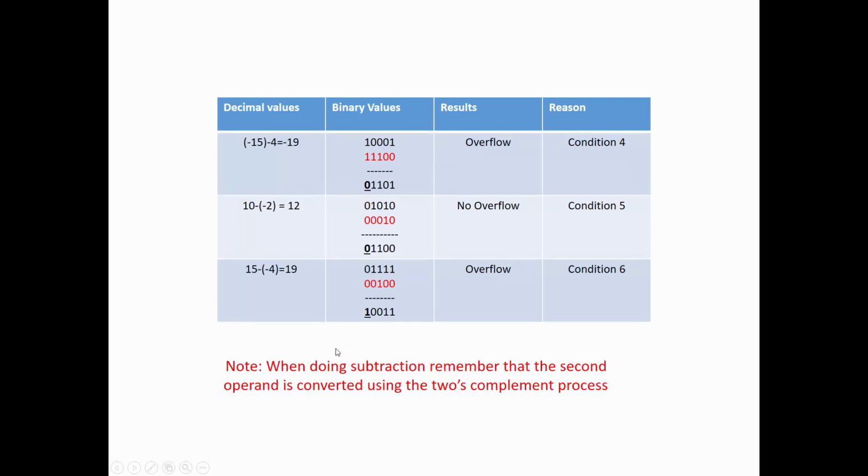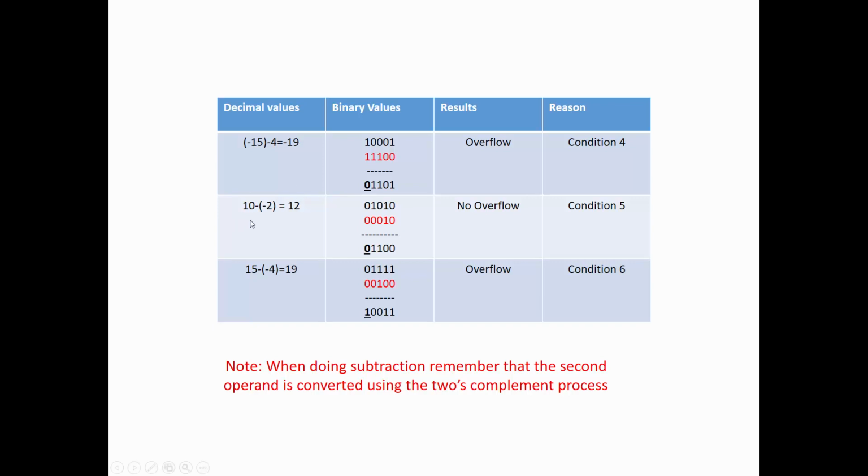Now, the next condition, we're doing negative 15 minus 4. So I take negative 15, I convert the 4 to a negative 4, and do the addition, and you'll notice that the sign has changed. This is an overflow condition. And negative 19 tells us too, the largest negative number we know we can represent inside of 5 bits is negative 16, so we know that's going to overflow.